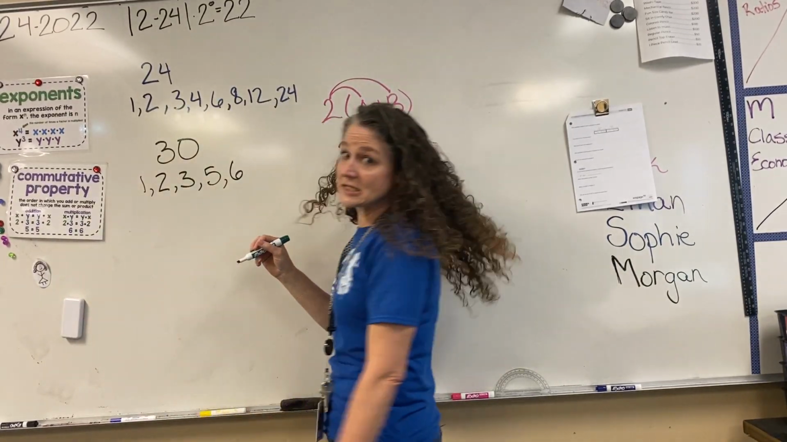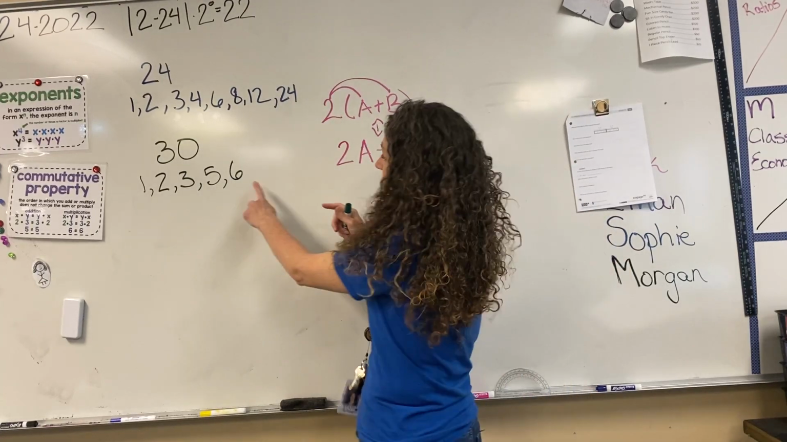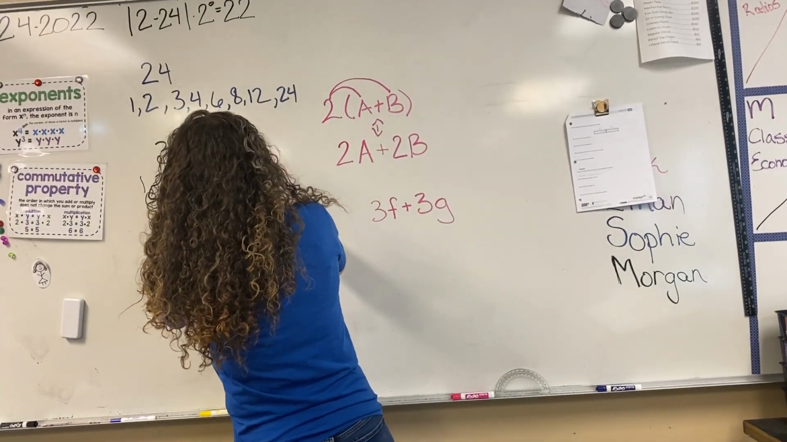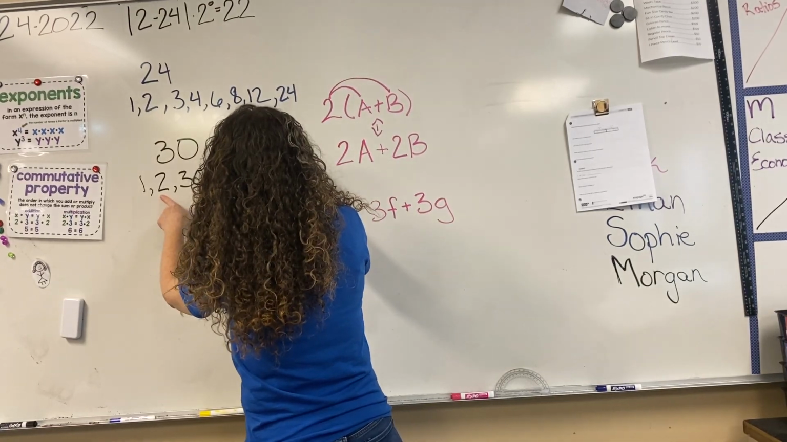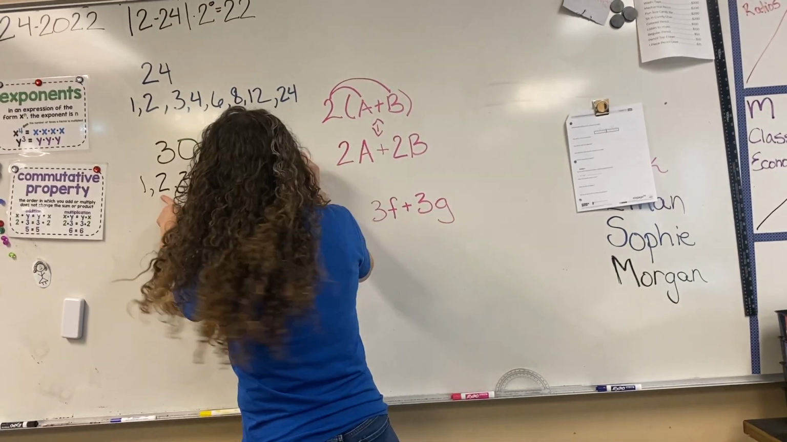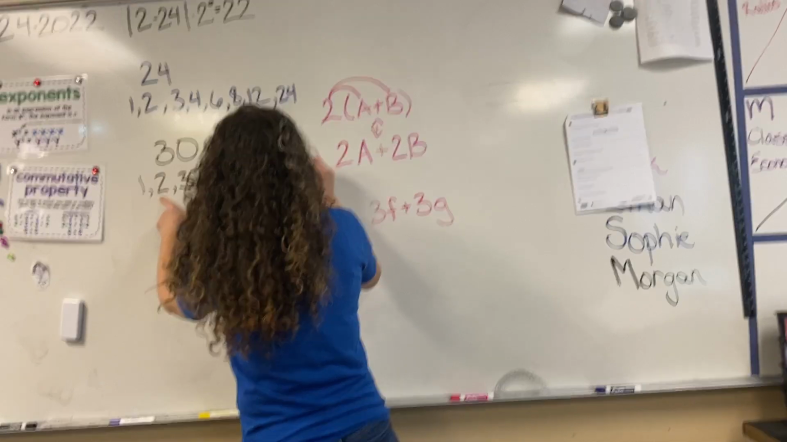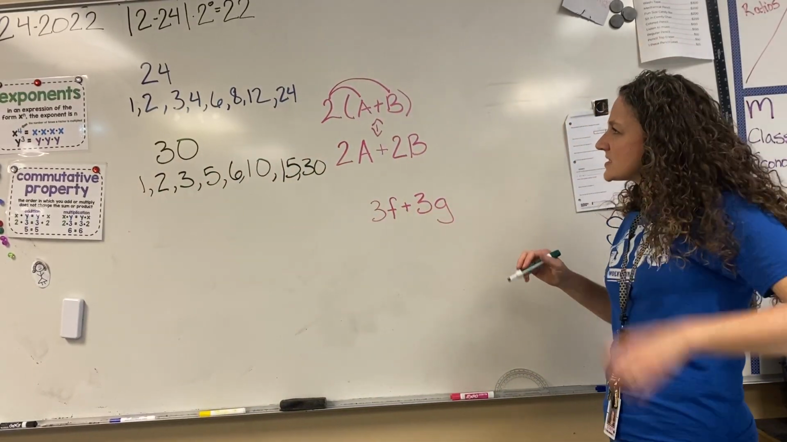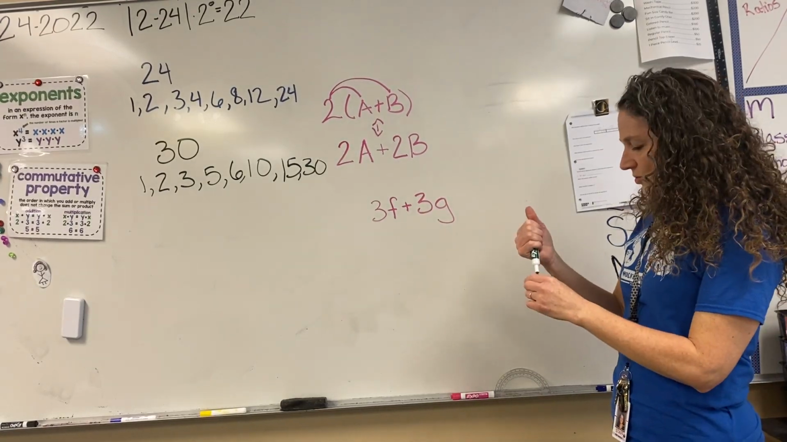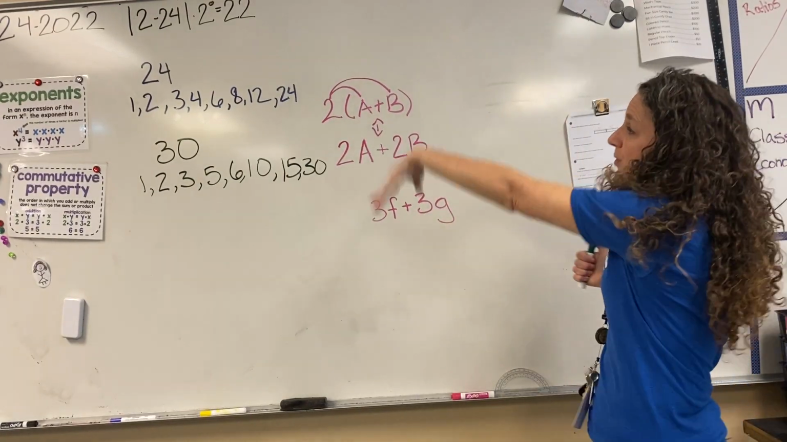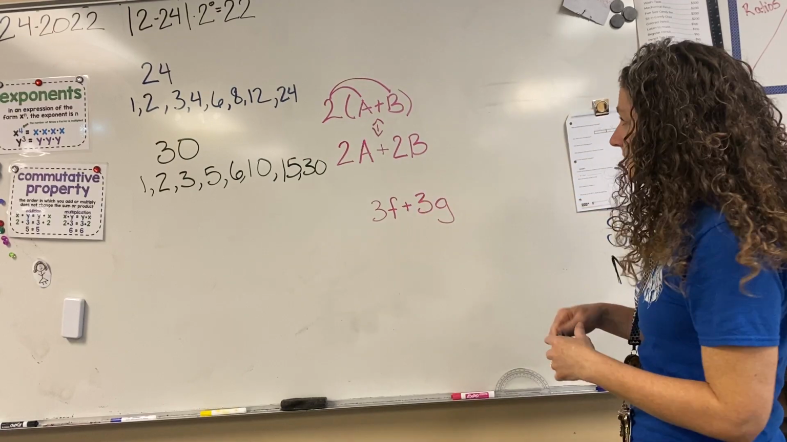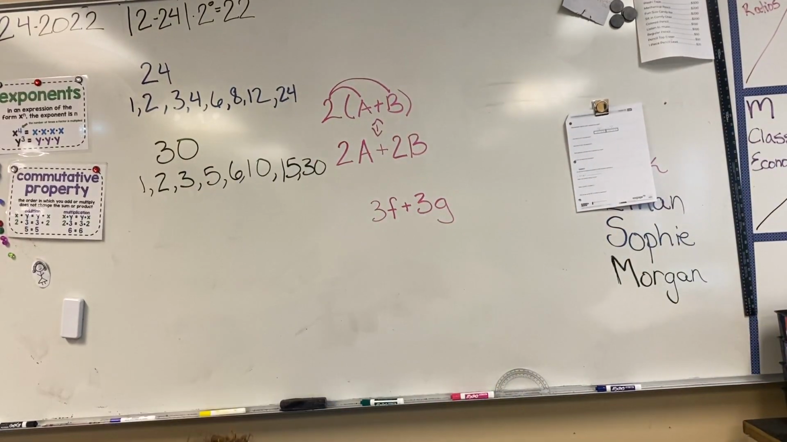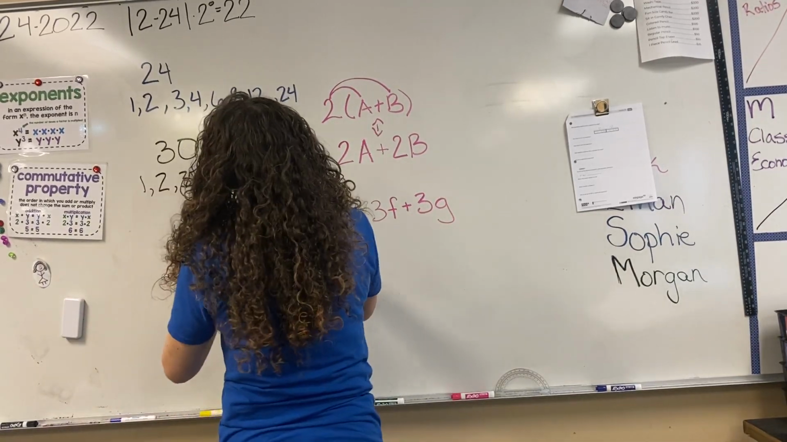So now do I need to test every one? No, now I just look at this. What 3 times what is 30? 10. 2 times what is 30? 15. And then 1 times 30 is 30. So what's the greatest common factor of these two? Which factor that's on both of these lists is the biggest? 6. 6 is the greatest common factor of these two.